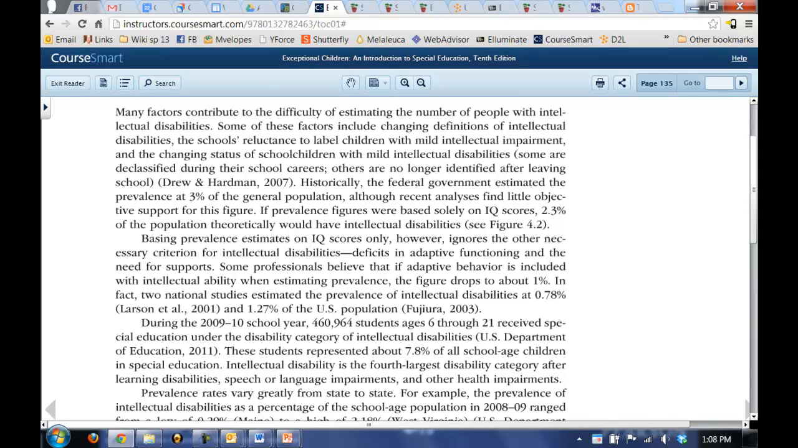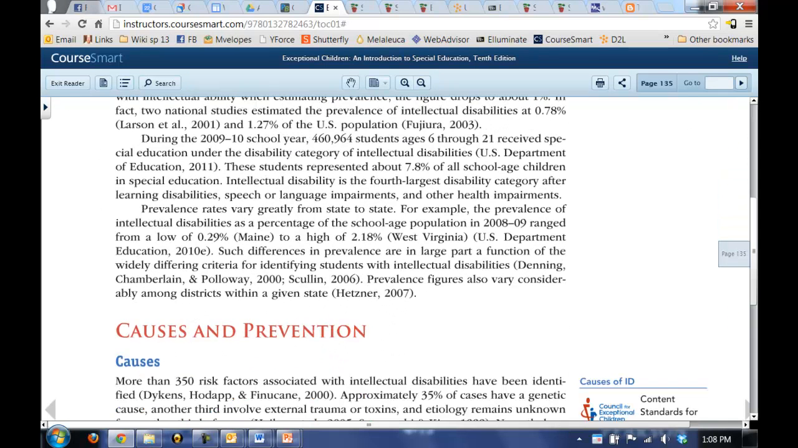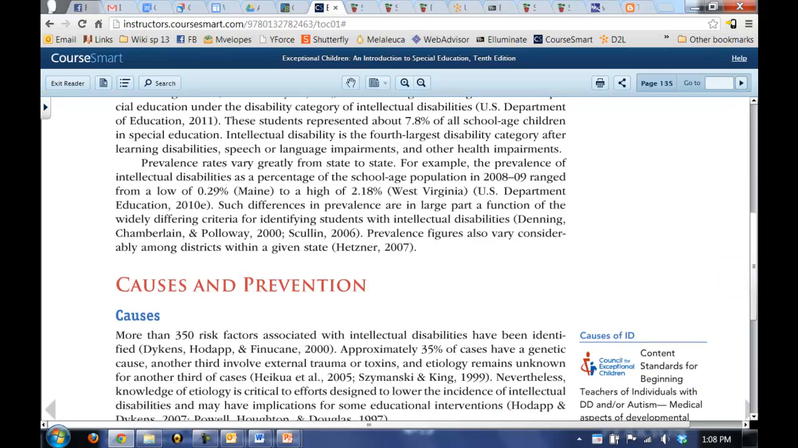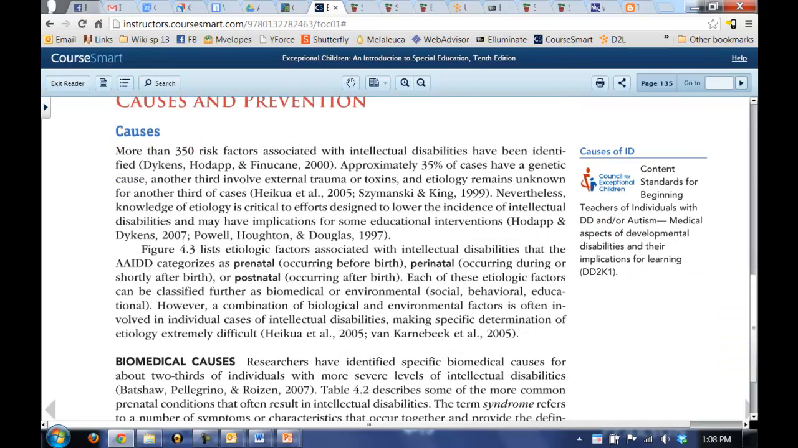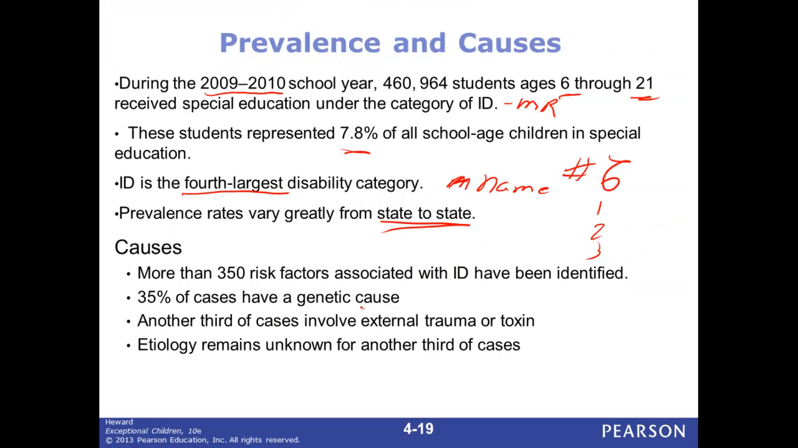Let's come back over here. Here it gives you some information by state, how they include those. And then cause and prevention. The 3 areas they look at are prenatal, perinatal, and postnatal causes and effects here. More than 350 risk factors have been identified. Yikes. So how do we control for that?